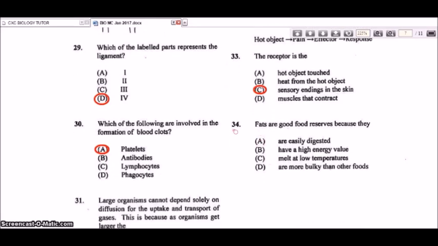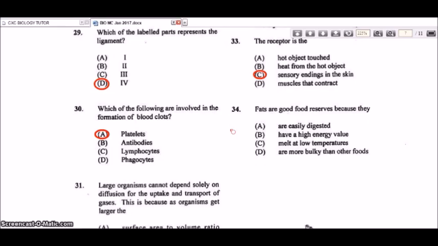Question 34. Fats are good food reserves because fats have a high energy value. So they store a lot of energy. So B.